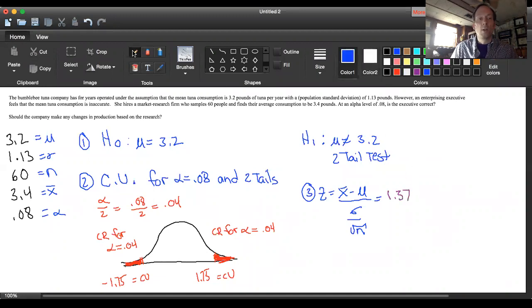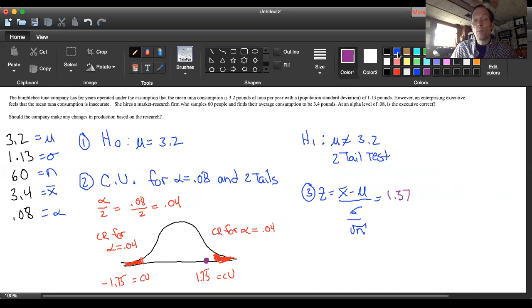I'm also going to go ahead and make one important symbol a little bit clearer to read that we wrote. This should be sigma, and it doesn't quite look like a sigma. Okay, so now that I've got my test value calculated out to be 1.37, I'm going to take a look at how that compares to my critical value. And my 1.37 does not exceed the 1.75, so that did not land me in the critical region.